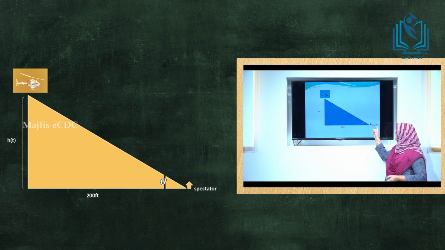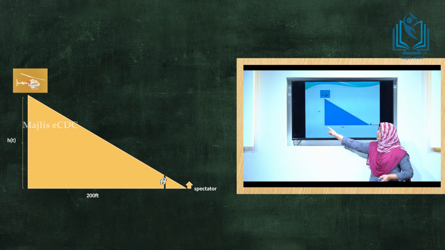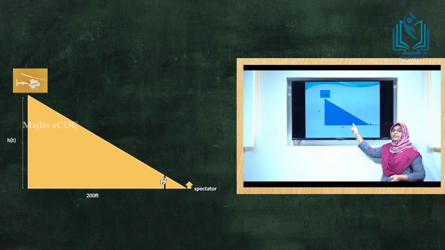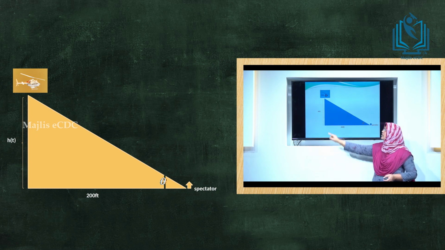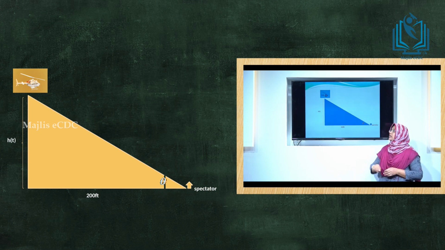Here, the spectator is standing 200 feet away from the helicopter pad. The helicopter reaches a height of h of t equals 4t squared. We want to find the height of the helicopter when the speed is greatest. Here it says that the speed is greatest when d theta by dt is maximal. To find d theta by dt, first we want to find the angle theta. By the given data, we know that tan theta equals h of t by 200 feet.